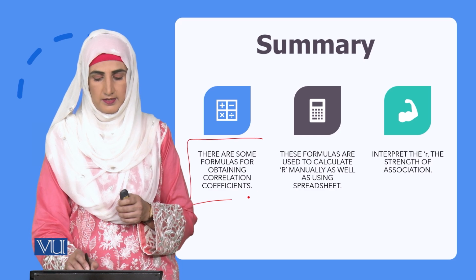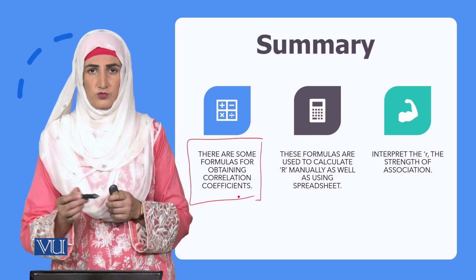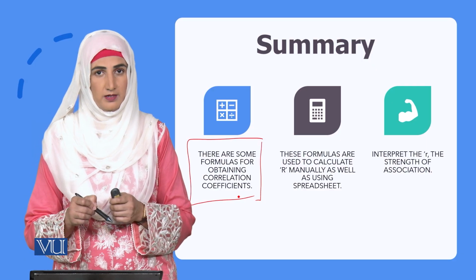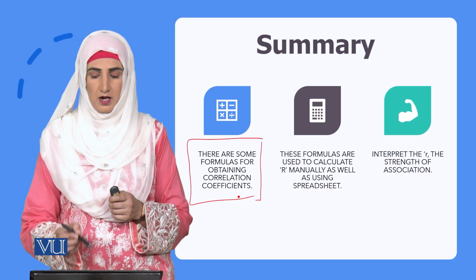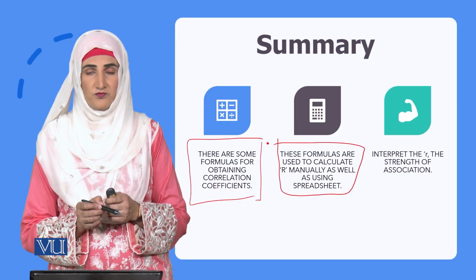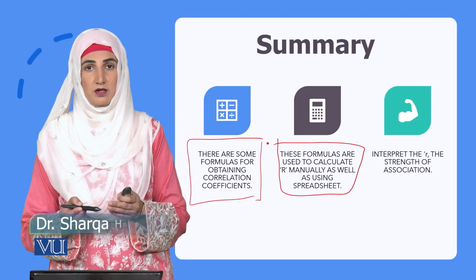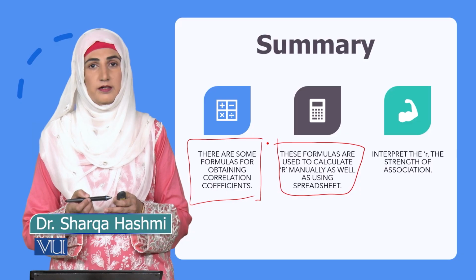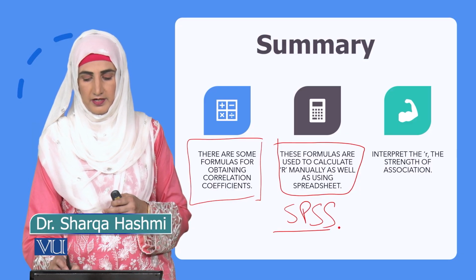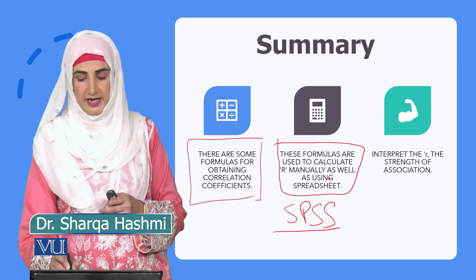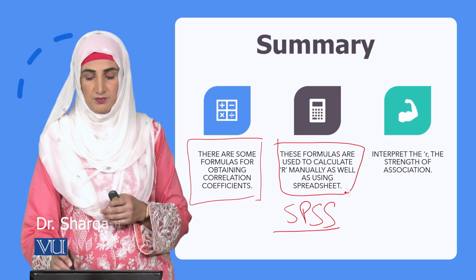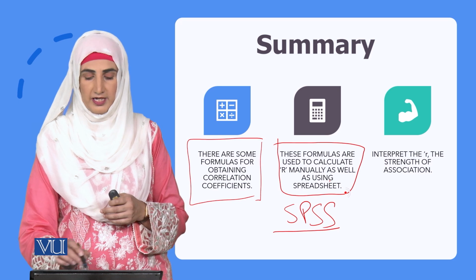So we studied here, first, different formulas of correlation, 4-5 formulas. We can use these formulas manually using a calculator. So, a calculator can be used, or Excel software, any spreadsheet like Excel, or software like SPSS. We will study this software later on, inshallah. So, SPSS or any other spreadsheet software will be used for the calculation of correlation.